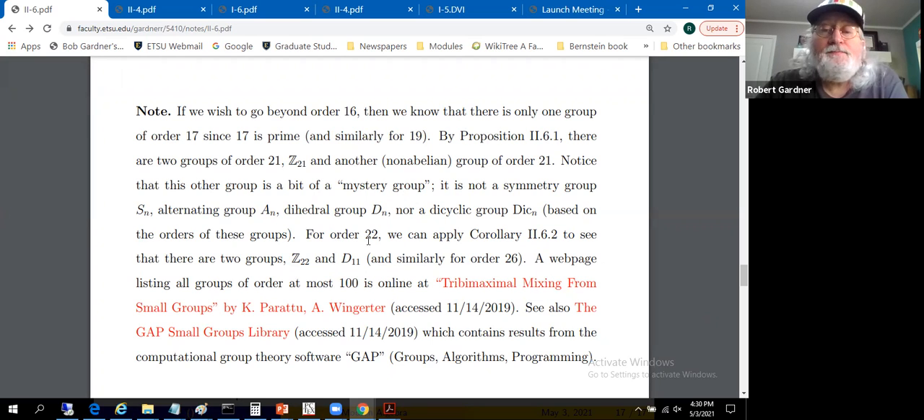Order 22, that's 2 times the prime. So we know what happens there. Exactly, it's the integers mod 22 and the dihedral group D sub 11. 2 times 13, 26. We get the similar kind of behavior.